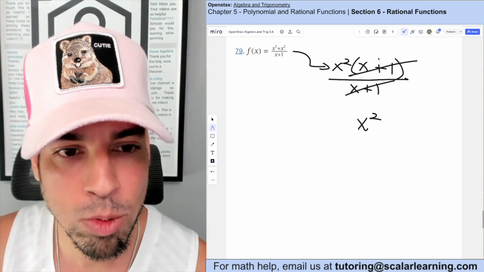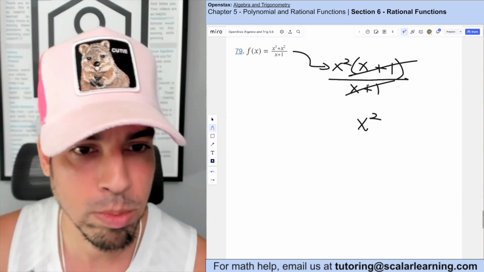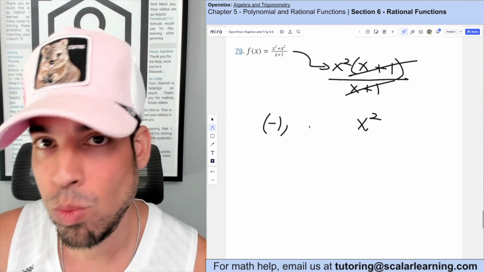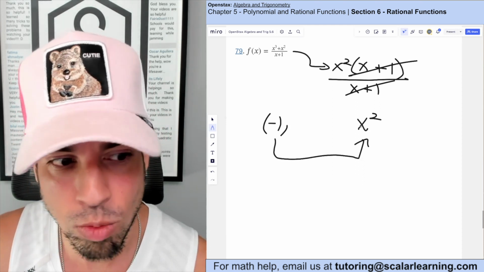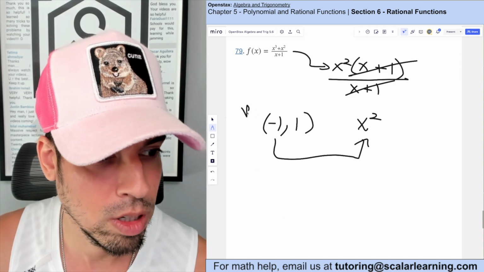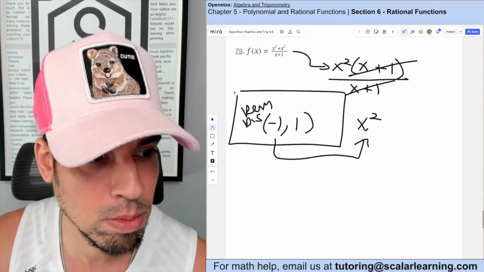And that means the removable discontinuity occurs when x is going to zero out that binomial that we canceled out, which means it's going to occur at -1. And -1 what? Well, to figure that out, you take that and you plug it into the simplified function, which is x squared. So -1 squared is +1. So there's your removable discontinuity, -1, 1, boom, done.